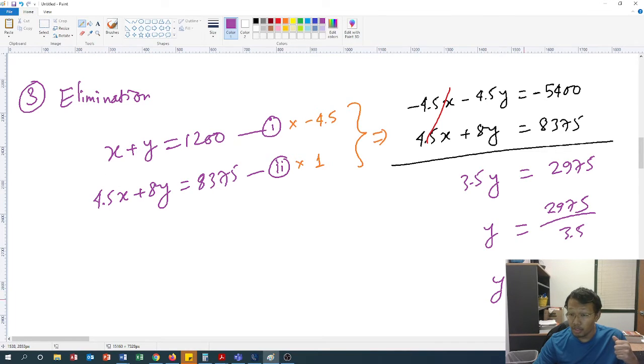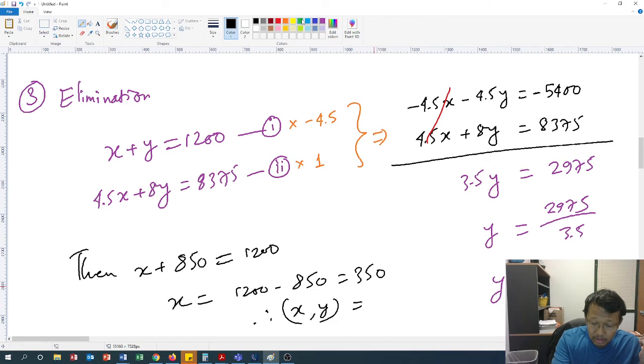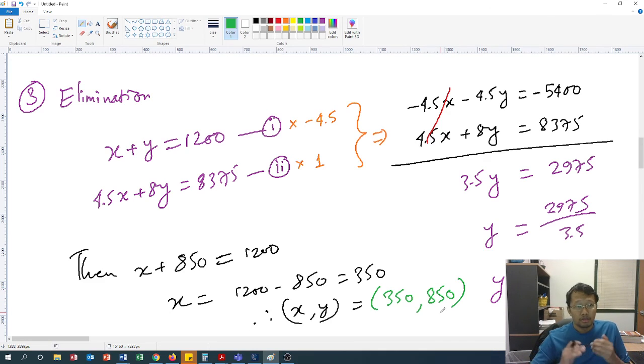Now let us use this value over here and find the value of x. So that will give us x plus 850 equals 1200. x equals 1200 minus 850, which is 350, right? So therefore x comma y equals 350 comma 850. Okay, so there you go.